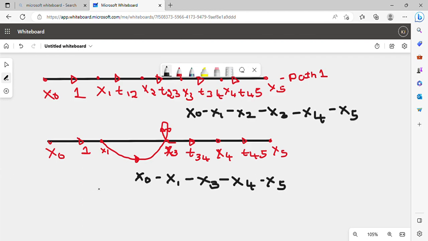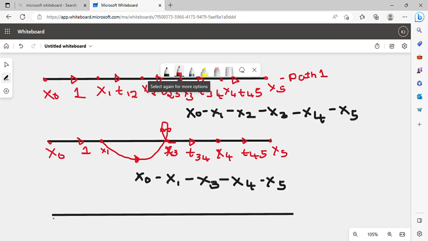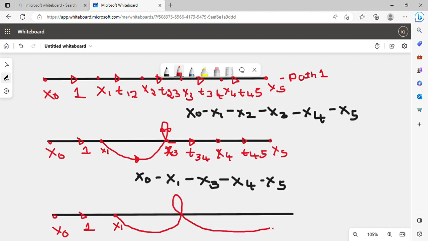Okay, so now my third one is stating that x0, x1, x3 and xy. So it is direct. I'll just draw it well. So this is x0, with a branch gain of 1, and here it is x1. So this is x0, x1, and from here it is going to x3, like this, and here it is ending at xy.